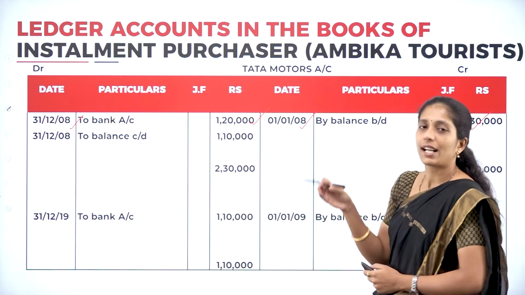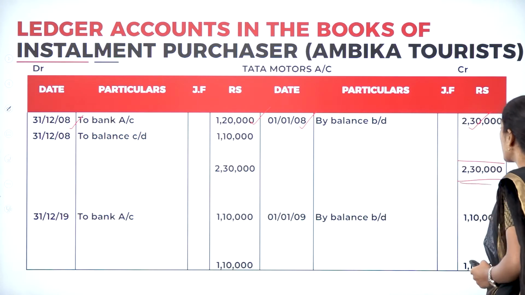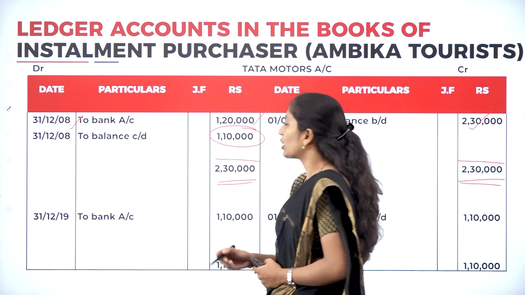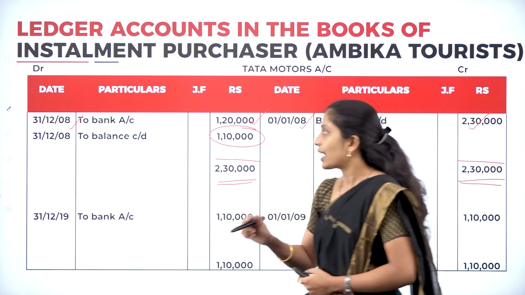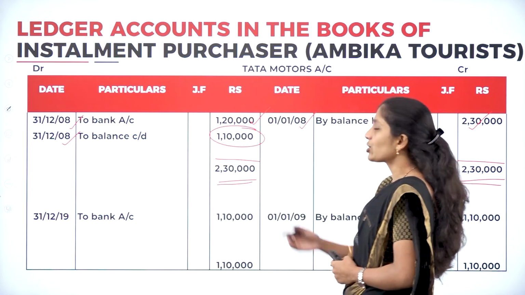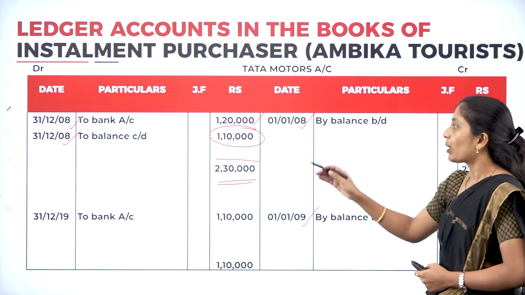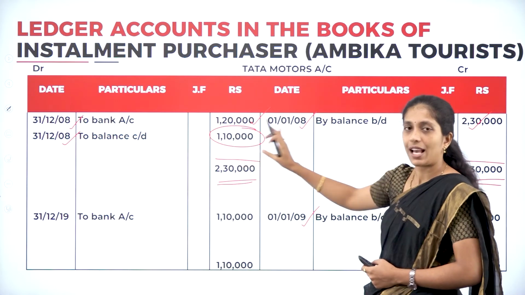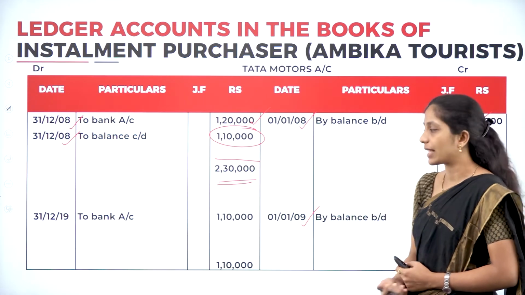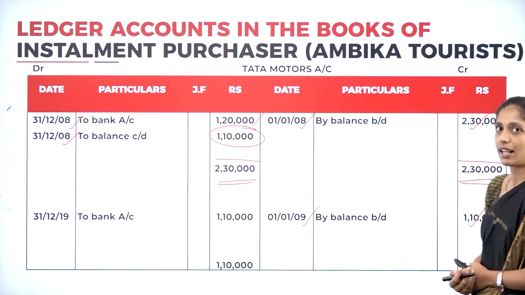Now balance both the sides. The balancing figure has to be carried down. So when you add in the credit side, it's 2,30,000, whereas in the debit side you will get a balancing figure of 1,10,000. So that has to be carried down. 31/12/08 to balance carried down, 1,10,000. Now come to the last year, that is 2009. Whatever amount you have carried down in the debit side has to be brought down in the credit side at the beginning of next year. 1/1/2009 by balance brought down 1,10,000.